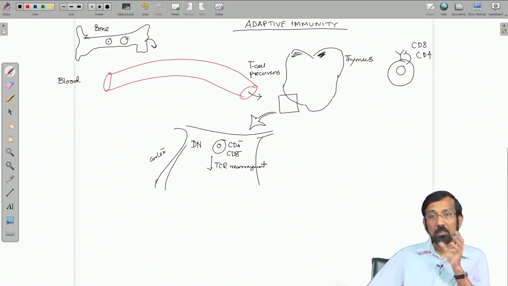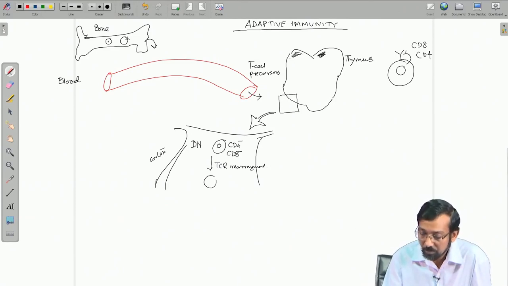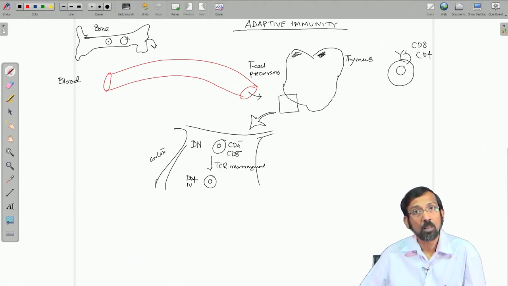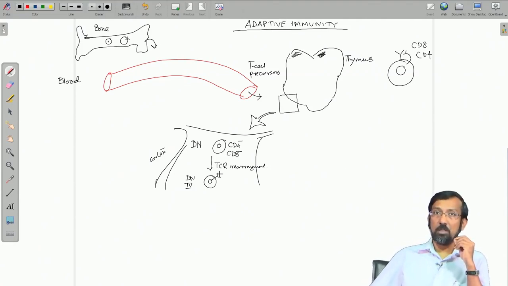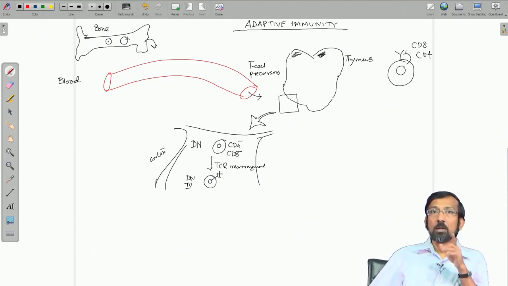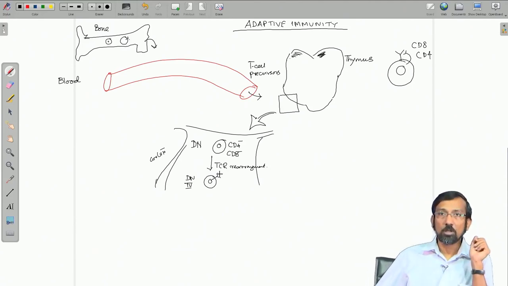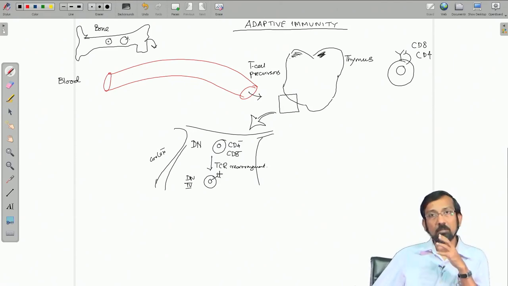So, it rearranges, and at the stage when the cells are still double negative, that is DN4, they start to express the T cell receptors. Now, they are expressing the T cell receptors, but they are still not expressing the co-receptors. So, they are still double negative. They are CD8 negative, CD4 negative.